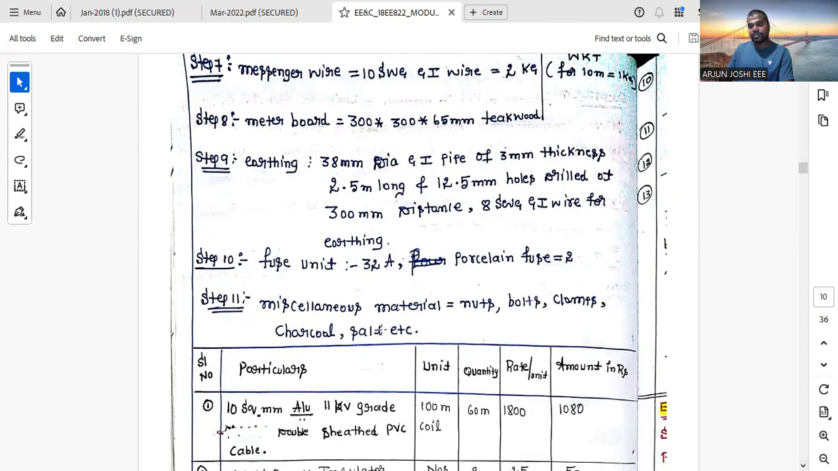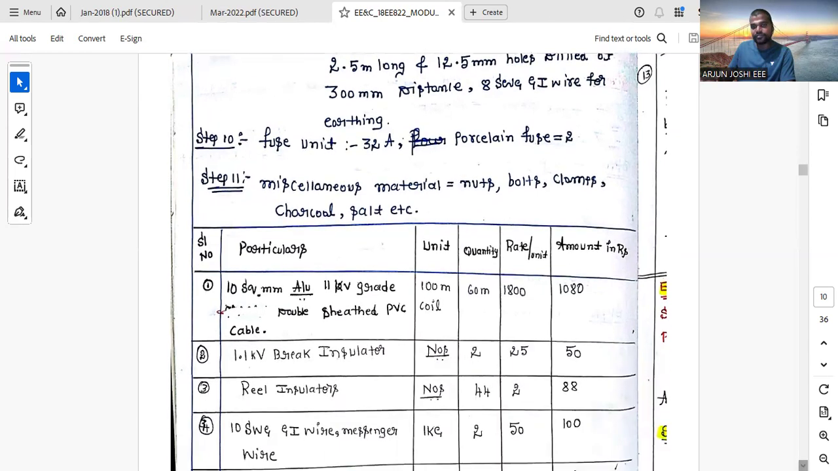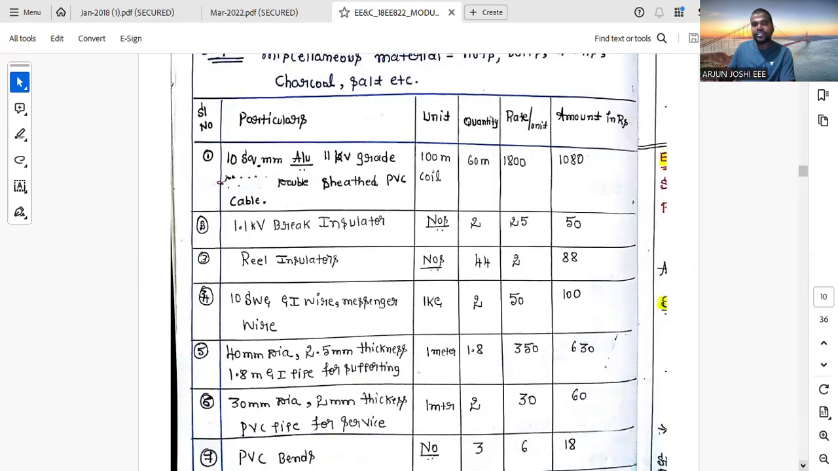Step 11, miscellaneous material. Miscellaneous material is nothing but the remaining materials that are needed: nuts, bolts, clamps, charcoal and salt. Why do we require charcoal and salt? For earthing purposes. Next, we have already listed the materials required and their specifications. Now let's get into the material cost. In order to calculate the cost of the material, we need to plot this table.